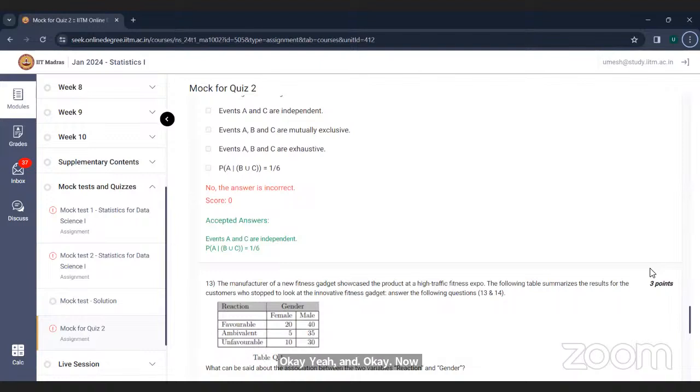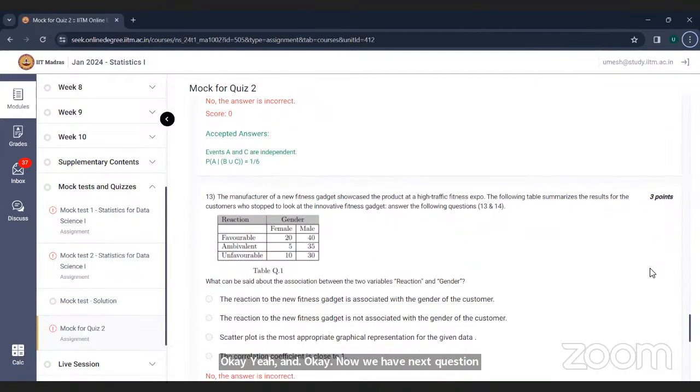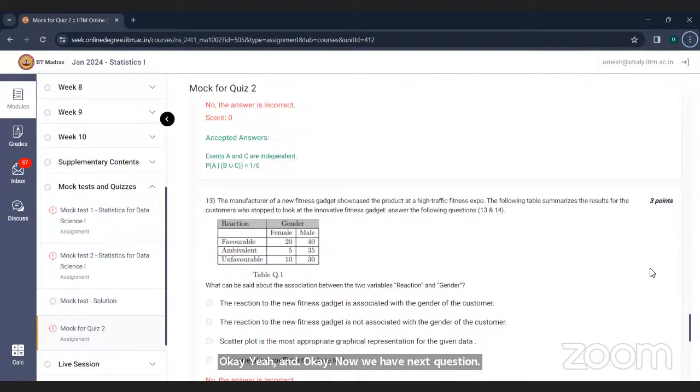Now we have the next question. A manufacturer of a new fitness gadget showcased the product at the high traffic fitness expo.